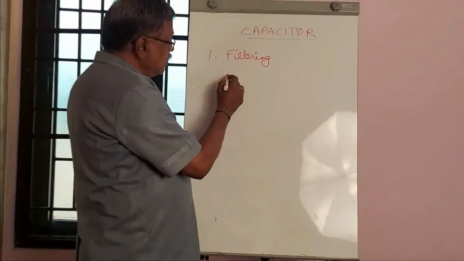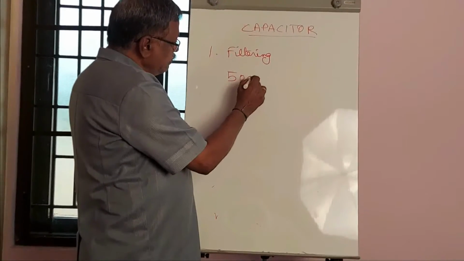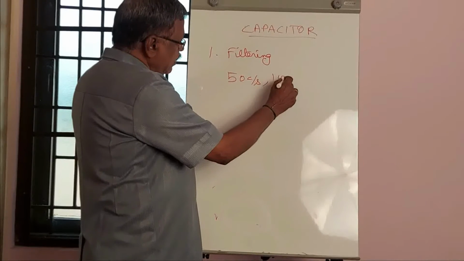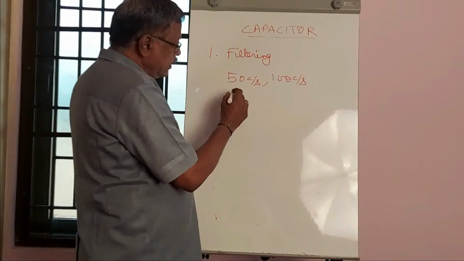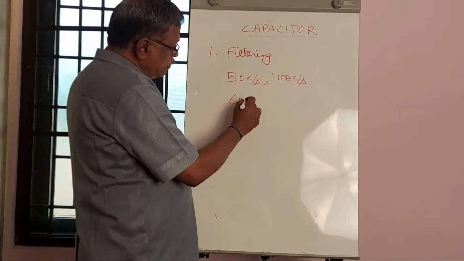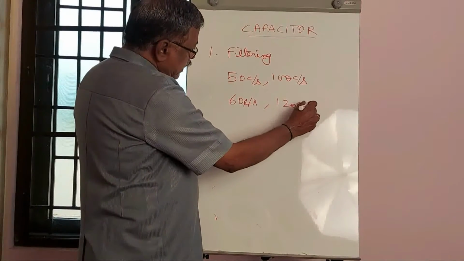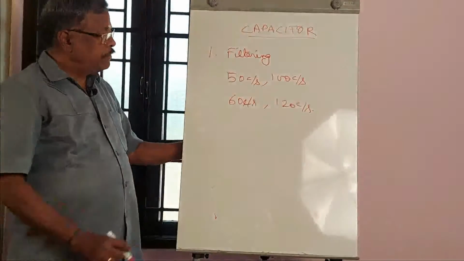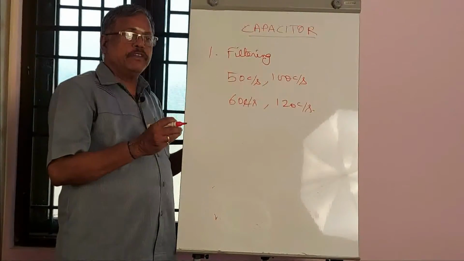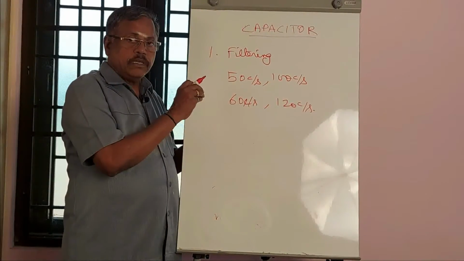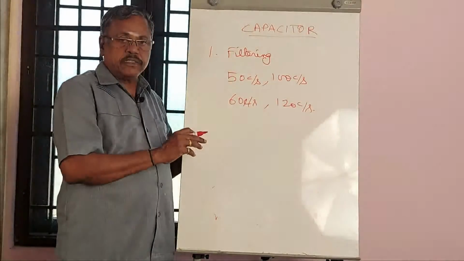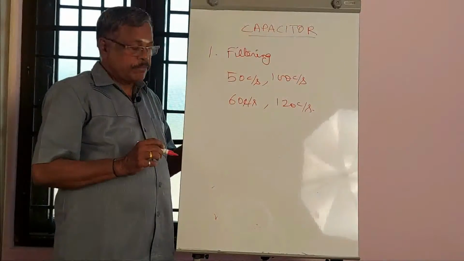the ripple frequencies of 50 cycles per second or 100 cycles per second, and in the United States it is going to be 60 cycles per second or 120 cycles per second, like that. For filtering the alternating frequency components like 50 cycles and other things, filters are being used.